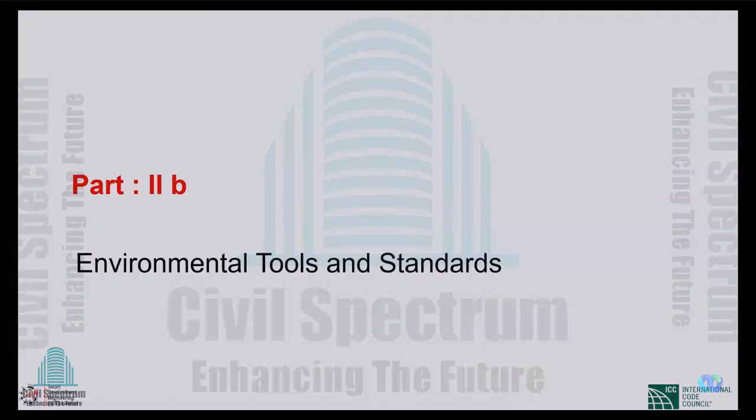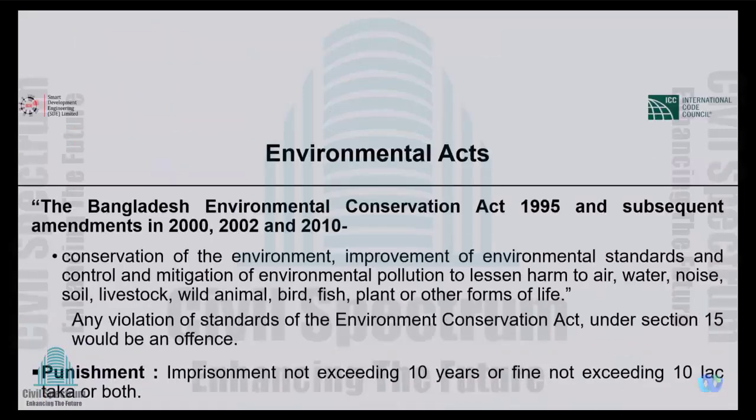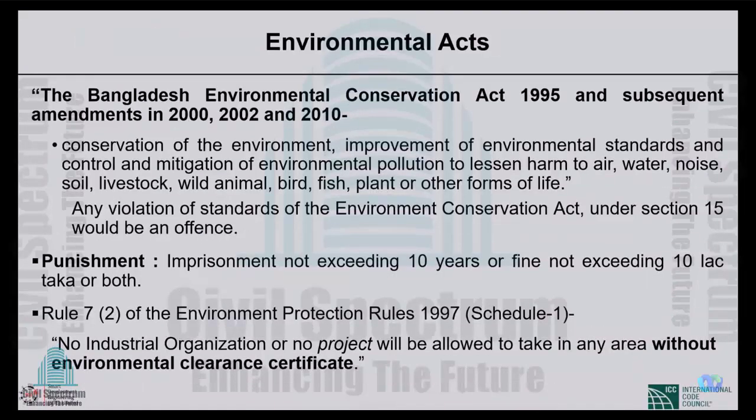And now we are going to start part 2B, environmental tools and standards. So environmental acts. In this part, we're going to talk about three things: what the Environmental Act 1995 says, the punishment, and what type of things are under the purview of this act.